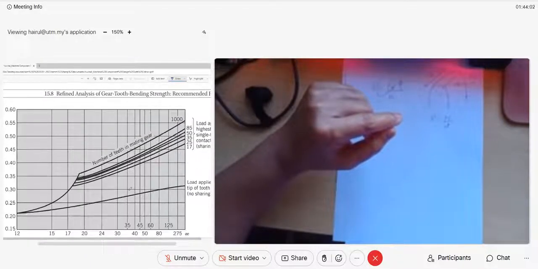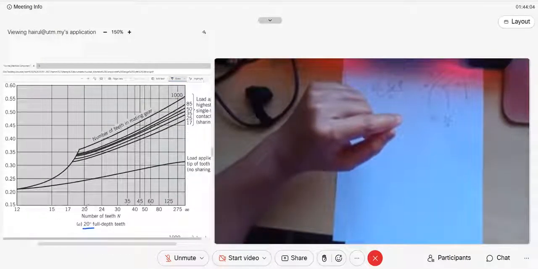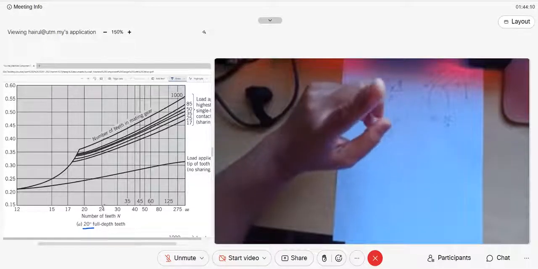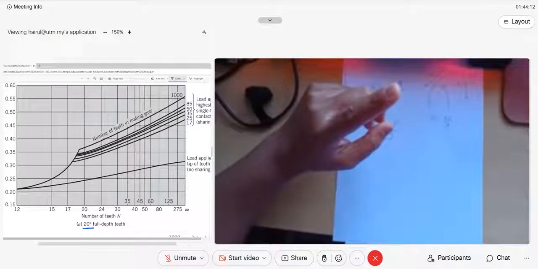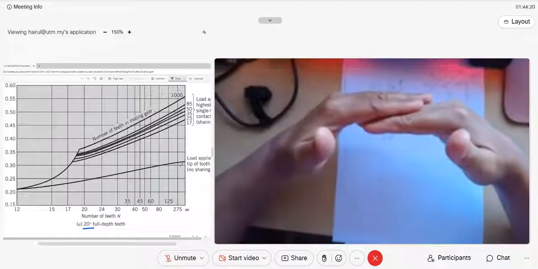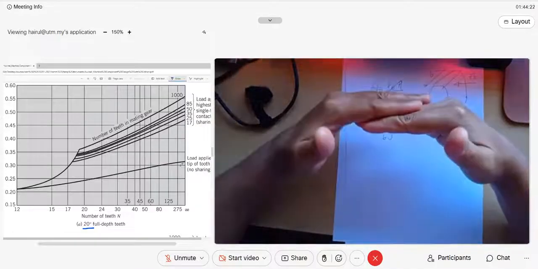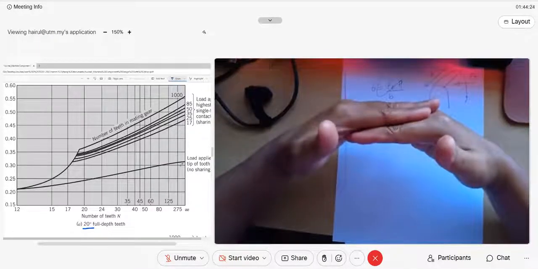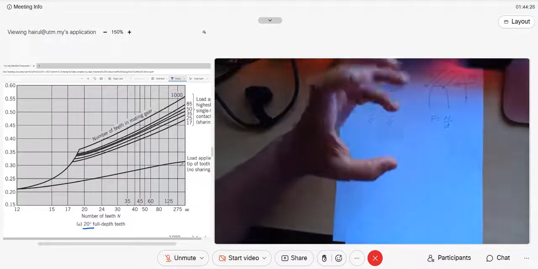Let's say my gear is, for example, 24 teeth. 24 is the number of teeth on my gear. So which one do I need to use, the upper graph or the bottom graph? The bottom graph is the most commonly used, because load applied at tip, no sharing, is not for a precision gear.